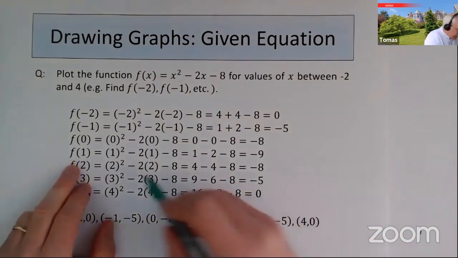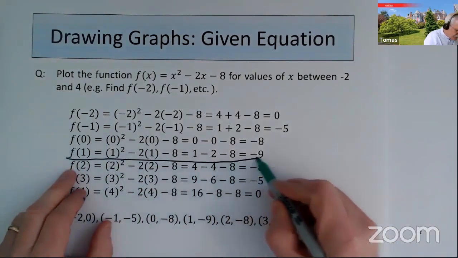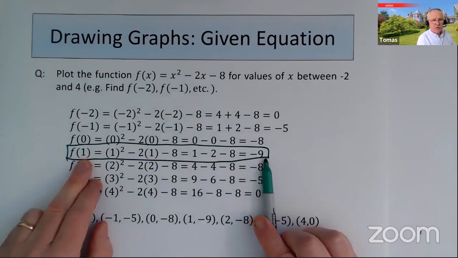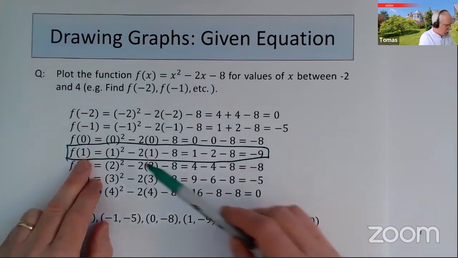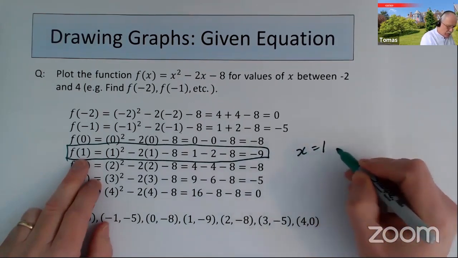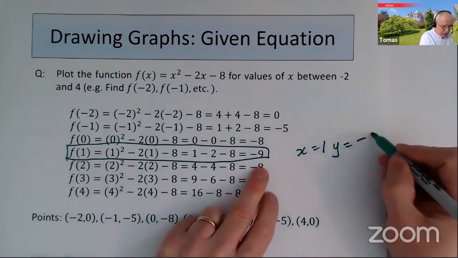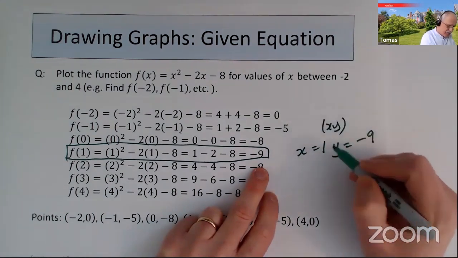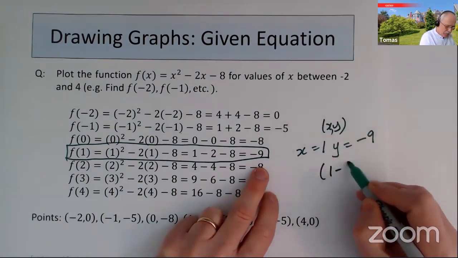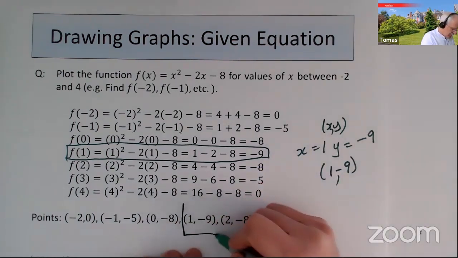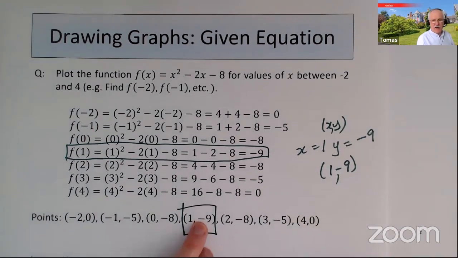And that's what I got there. So when I did f of 1, I ended up with the minus 9. So in other words, what we're saying is when x was 1, y or f of x was minus 9. So my xy value turned out to be 1, minus 9. So that's a point on my graph.